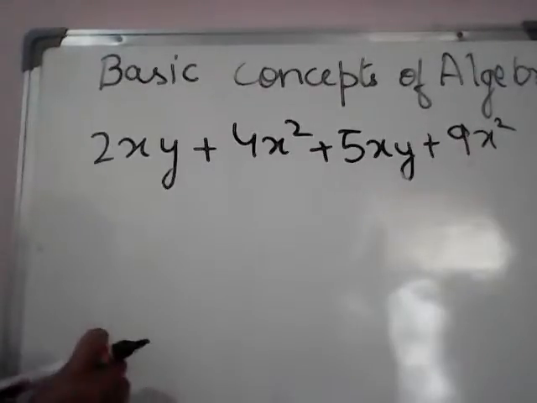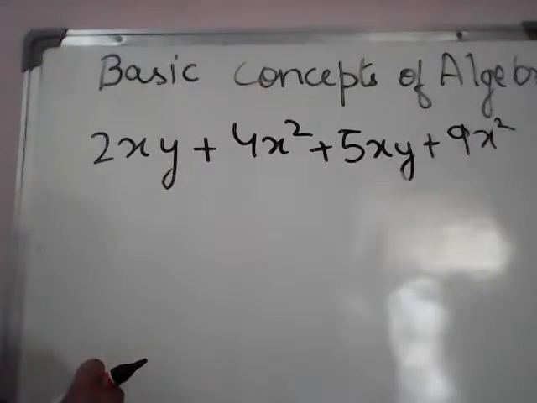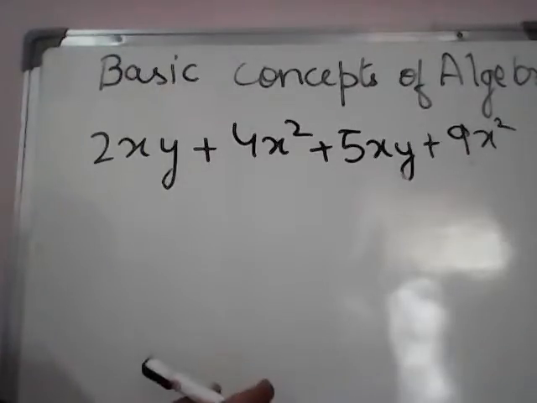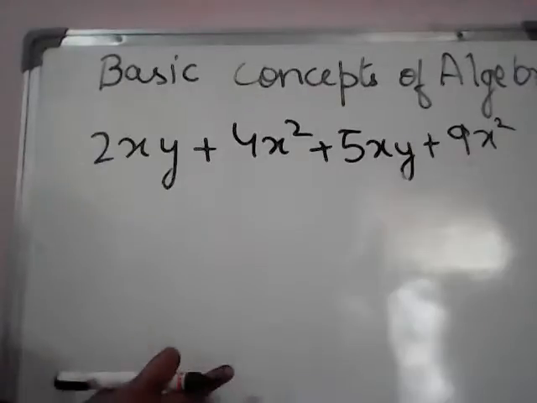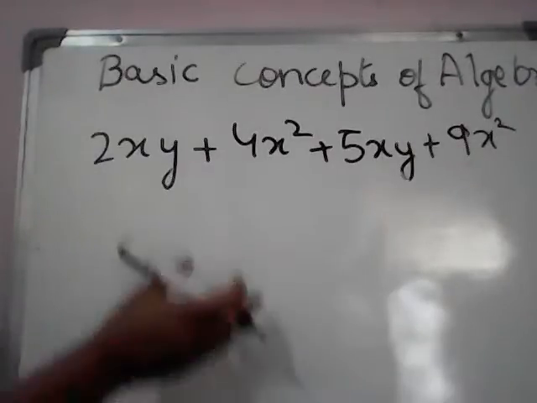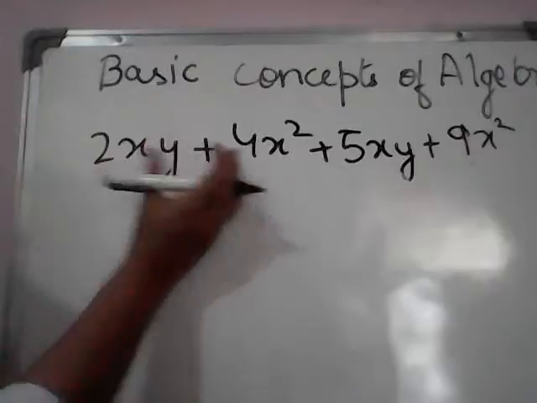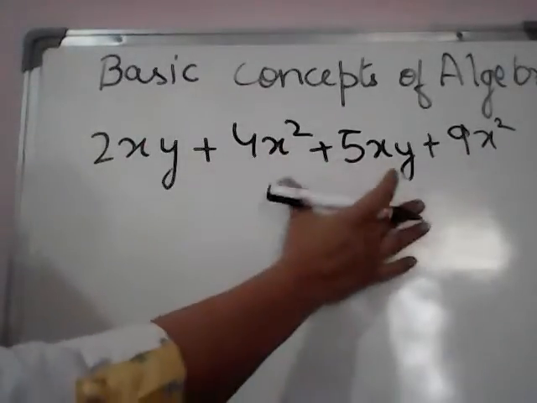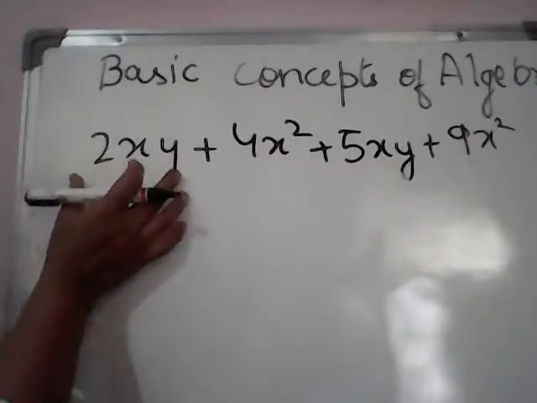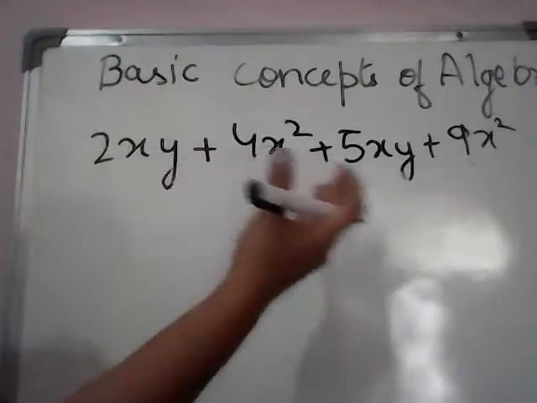Now, expressions can be divided into different forms: they can be monomial, binomial, trinomial or polynomial. It depends on the number of terms. As I have told you, these are the terms in the expression. So in this expression, we see there are four terms.